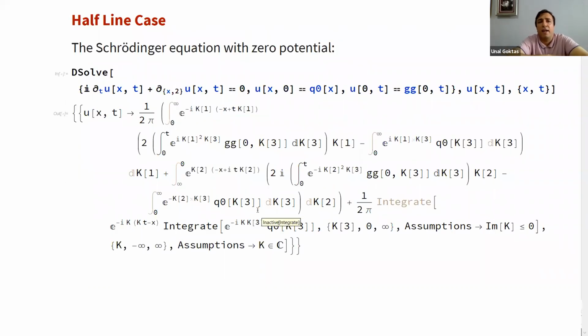The next case is the half-line case. Suppose we have the Schrödinger equation with zero potential, and we have this initial condition and this boundary condition. Since we are working on the half-line, we just have one boundary condition. And the solution involves unevaluated integrals, and these integrals are usually very hard to compute, even numerically. And they have also suggested a method for computing these integrals numerically.